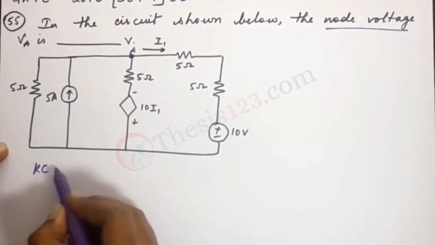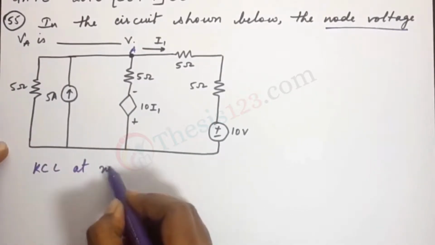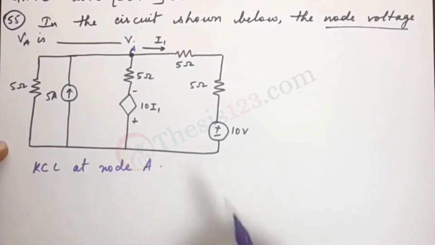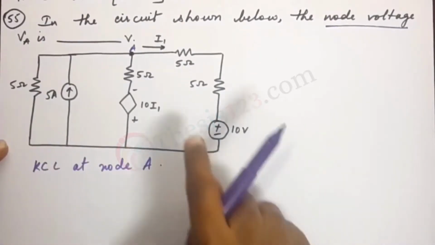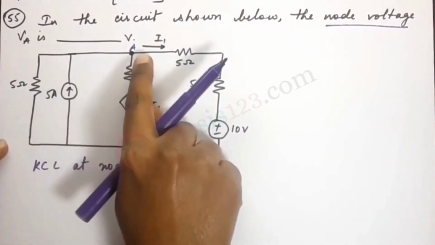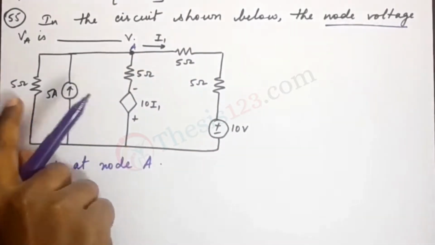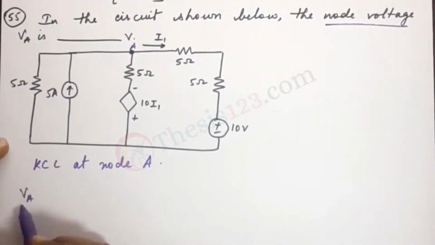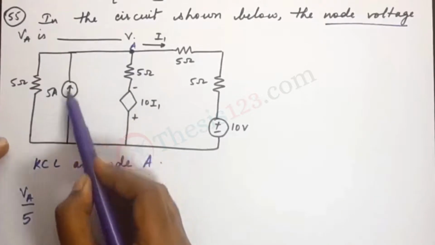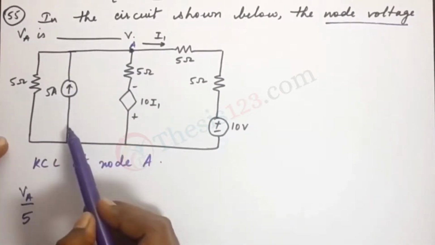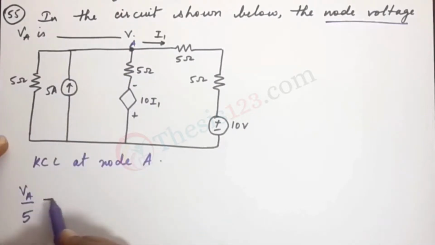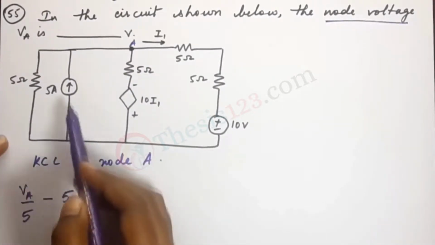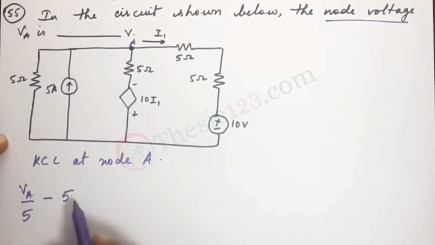So KCL at node point A. For each branch, we will have to consider that. Okay, so first branch, let's see this. We have VA divided by 5. Next branch is this. Now you will notice that the current is flowing up towards the node. Therefore, this would be minus 5. That's the current already given to us.